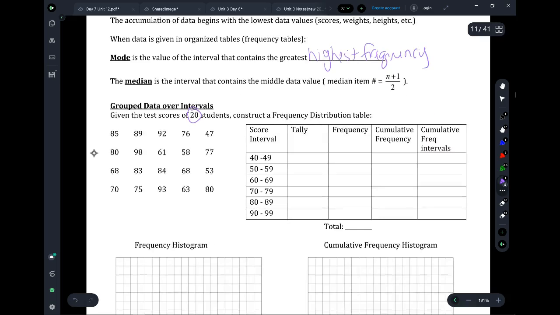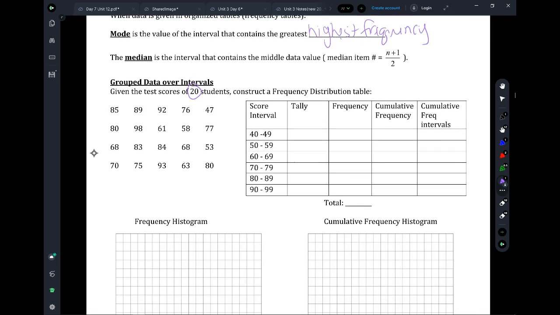Okay, so what I would like you guys to do is I'll start this off and then I'm going to pause and I would like you guys to finish filling it out. So a score of 85, I'm going to make a little tally mark. 85 would fit in this interval, so I'm going to make a tally. A score of 89 also falls in that interval, so I'm going to make another tally. But 92 is going to fall in the upper interval, so I'm going to make a tally mark there. So pause this video and see if you can fill out the rest of your tally marks.